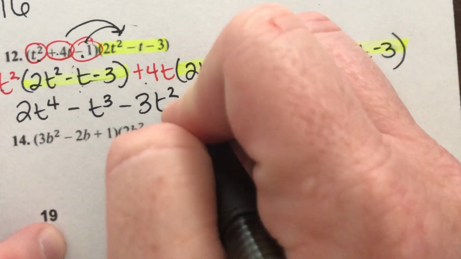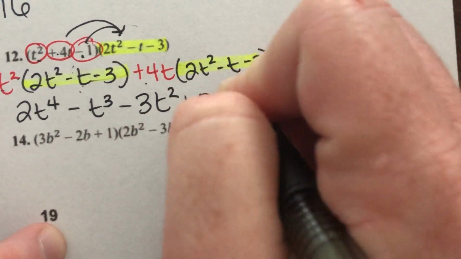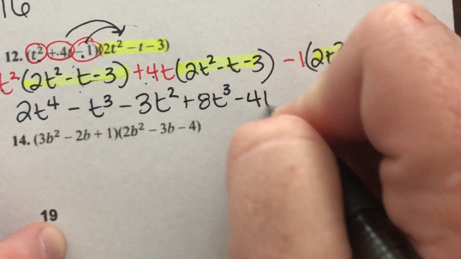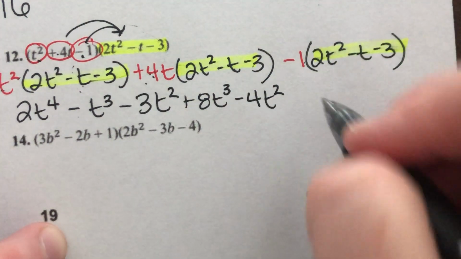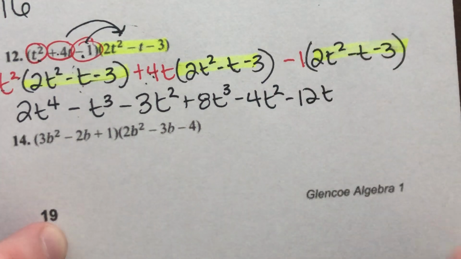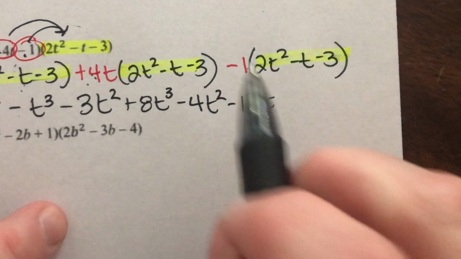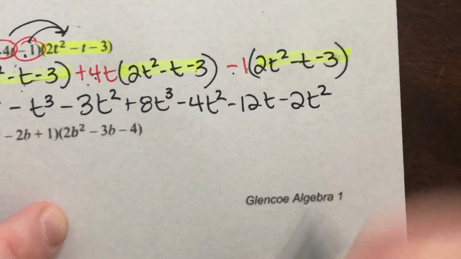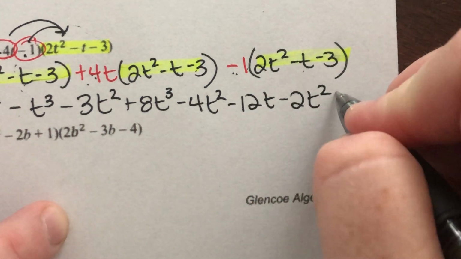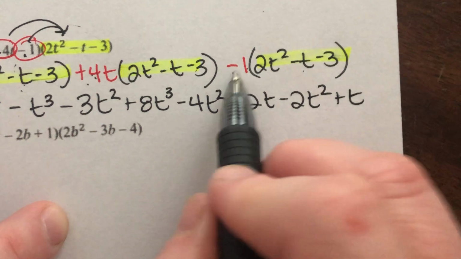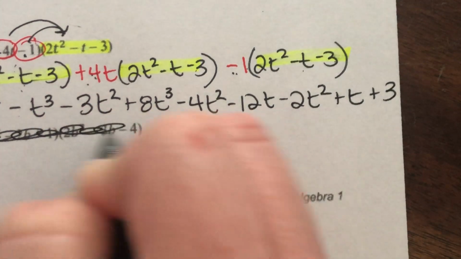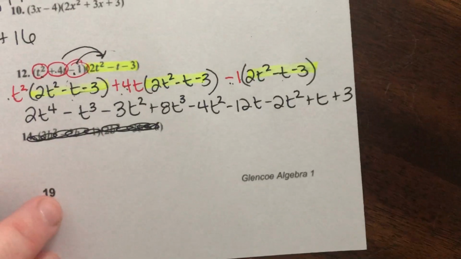4t times 2t squared is 8t to the 3rd. 4t times negative t is negative 4t squared. 4t times negative 3 is negative 12t. And then lastly, negative 1 times 2t squared is negative 2t squared. Negative 1 times negative t is positive t. Negative 1 times negative 3 is positive 3. It's kind of big. I gotta combine all this.